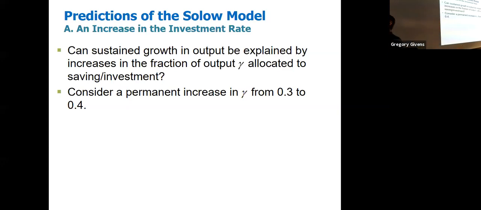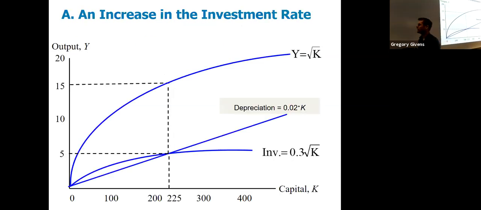Can this potentially explain why developed countries like the US are able to grow even in the very long run? Well, let's see what the model has to say about that exact question. And for this, I want you to talk this through with me, okay?